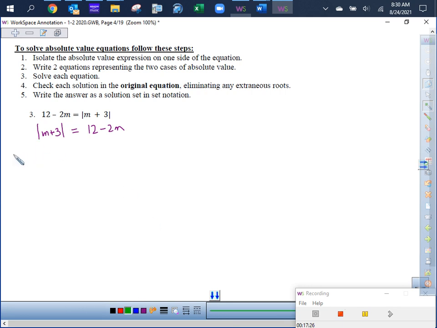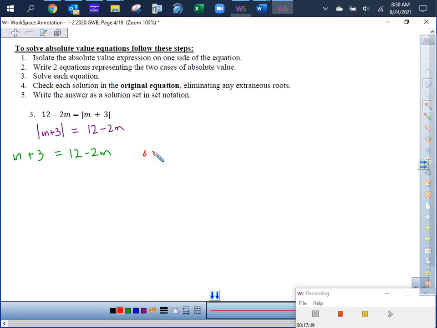Take what's in the bars, m plus 3, and set it equal to what you see is what you get. So 12 minus 2m. You all cool with that? I took what's in the bars. No more bars at this point. That equals 12 minus 2m.